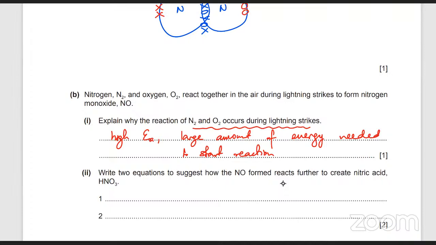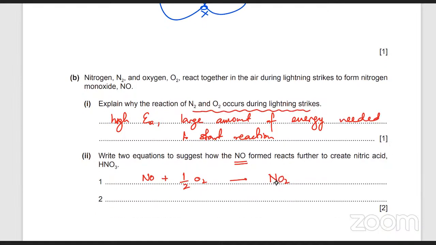Write two equations to suggest how the NO formed reacts further to create nitric acid. Give me one equation first. Does NO form nitric acid? No, sir, NO2. The first process here, the NO formed gets oxidized, it reacts with air and ends up as NO2. So how does it form nitric acid?